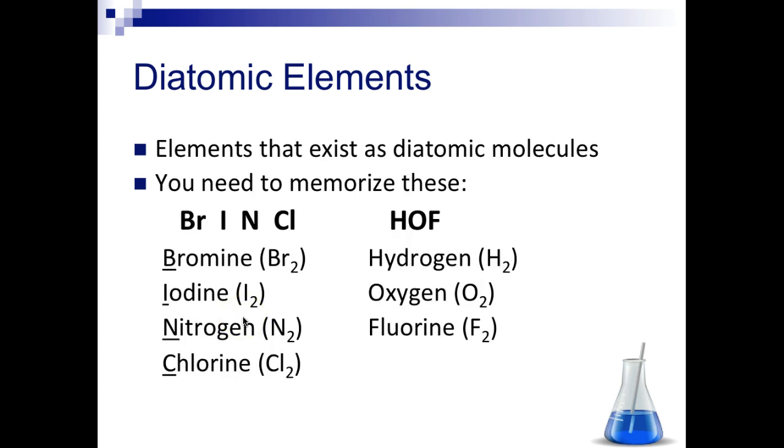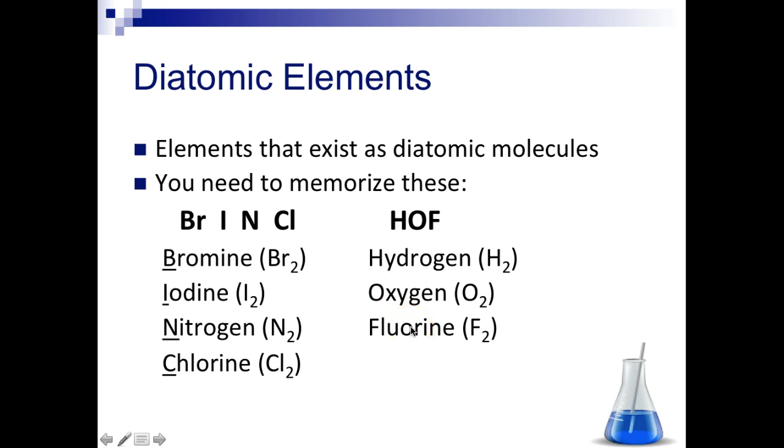Elements that exist as diatomic molecules, there are 7 of them. And they spell Brinclhof, B-r-I-n-C-l-H-o-F. So if you hear me refer to Dr. Brinclhof, that's who we're talking about. So they are bromine, iodine, nitrogen, chlorine, hydrogen, oxygen, and fluorine. These you need to memorize.